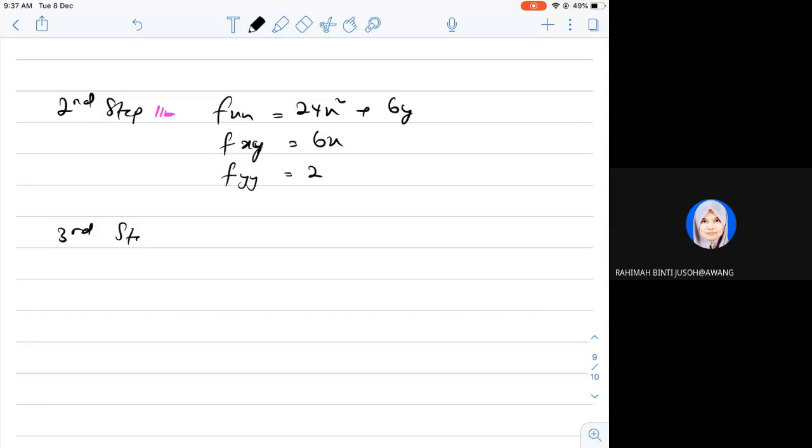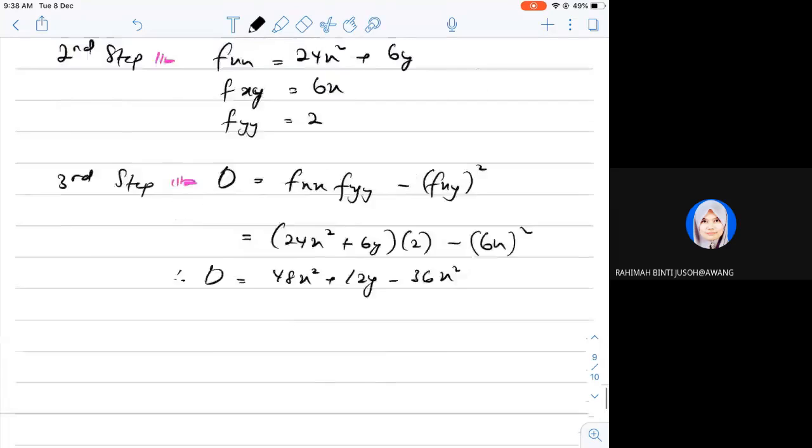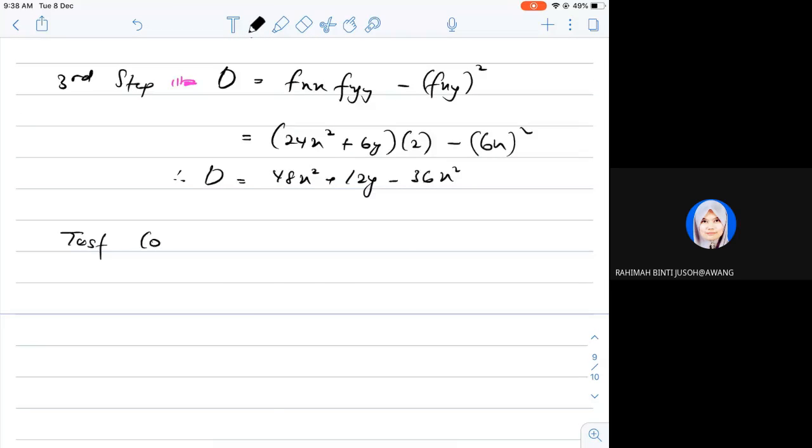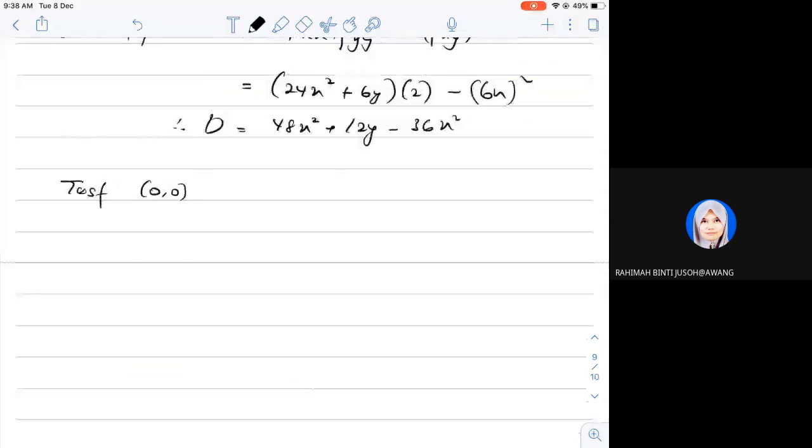Okay, so the third step, calculate your D. Okay, formula D adalah fxx darab fyy tolak fxy kuasa 2. So we will have 24x squared plus 6y multiplied by 2 minus 6x squared. Like this. So we will have 48x squared plus 12y minus 36x squared. So this is your D, guys. Ni function D awak. Okay, so you need to test 0, 0. Coordinate critical point tadi ni. Mana critical point tadi? Ni critical point kita ni tadi. So you kena test lah. So test 0, 0, you substitute the value 48 times 0 plus 12y also 0, 36 times 0. So you will get 0.